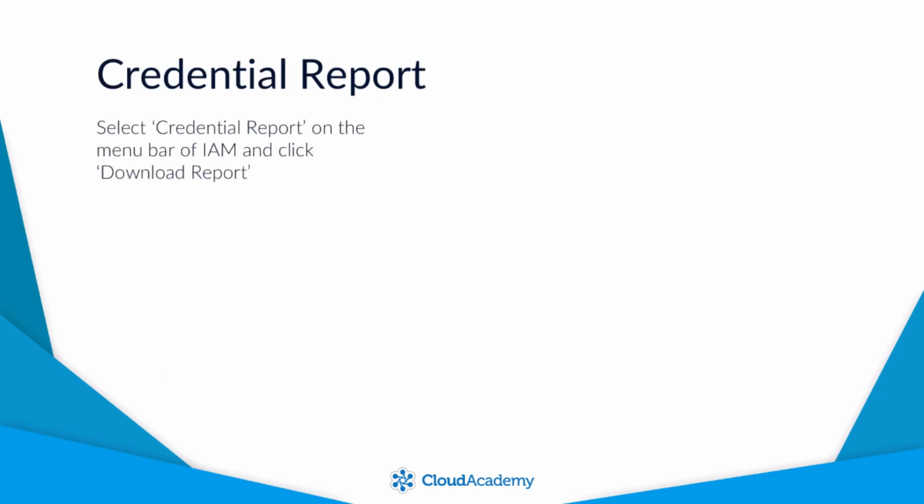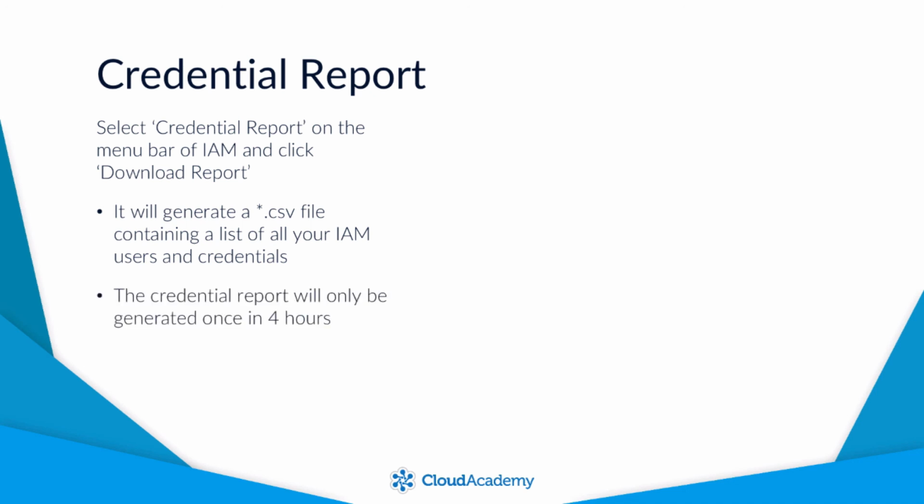Okay, so let me now talk about the credential report, what it is and what it looks like. This can be accessed by selecting Credential Report on the menu bar of IAM. From here, all you need to do is click on the Download Report. This will then generate and download a CSV file containing a list of all your IAM users and their credentials. It's worth noting that the credential report will only be generated once every 4 hours.